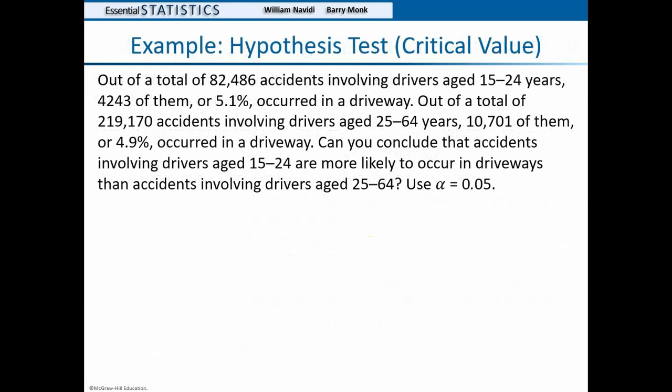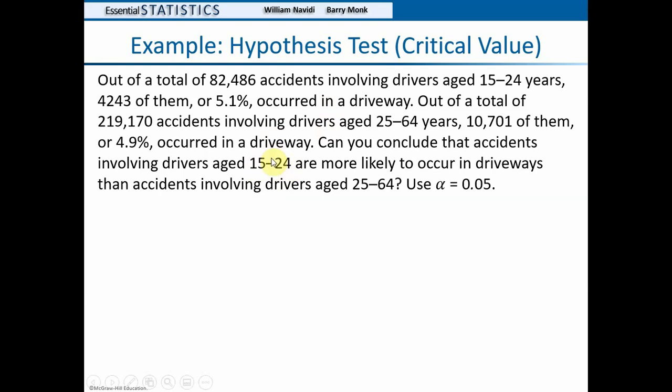So out of a total of 82,486 accidents involving drivers aged 15 to 24 years, 4,243 of them, or 5.1%, occurred in a driveway. Out of a total of 219,170 accidents involving drivers aged 25 to 64 years, 10,701 of them, or 4.9%, occurred in a driveway. Can you conclude that accidents involving drivers aged 15 to 24, our first group, are more likely to occur in driveways than accidents involving drivers aged 25 to 64?